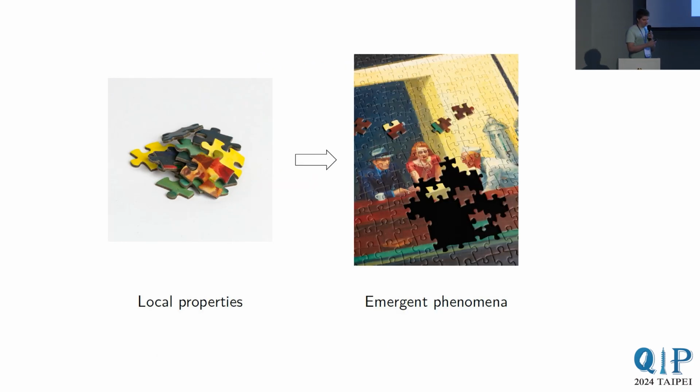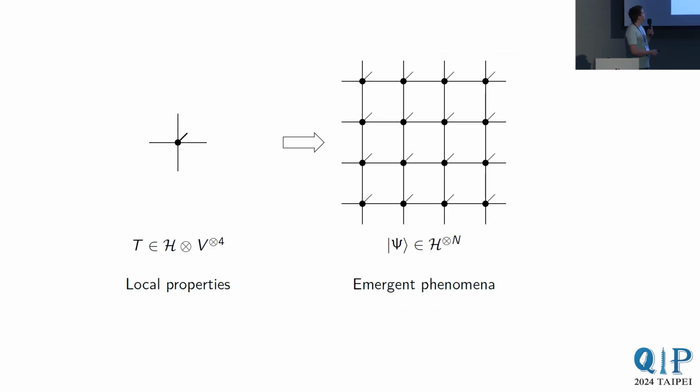So I like to think about tensor networks as some kind of puzzle where you're given small puzzle pieces out of which you can build a larger object. And all I'm trying to achieve is to understand how the properties of the big picture emerge from local properties of the puzzle pieces. All right, so I'm working with tensor networks, right? So my puzzle pieces are nothing but small rank tensors. And what I'm trying to build out of them is a state that lives in a large many-body Hilbert space.